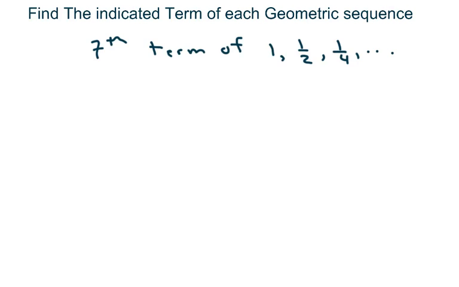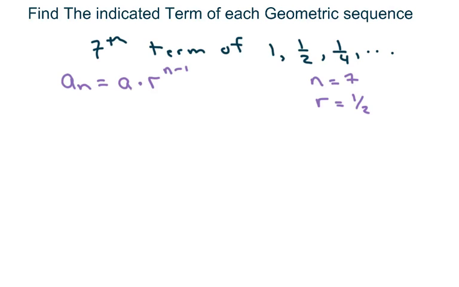We're going to use this formula: a sub n equals my first term times your common ratio to the n minus 1. Basically, we need to know our number of terms, which equals 7. Our common ratio is 1/2.